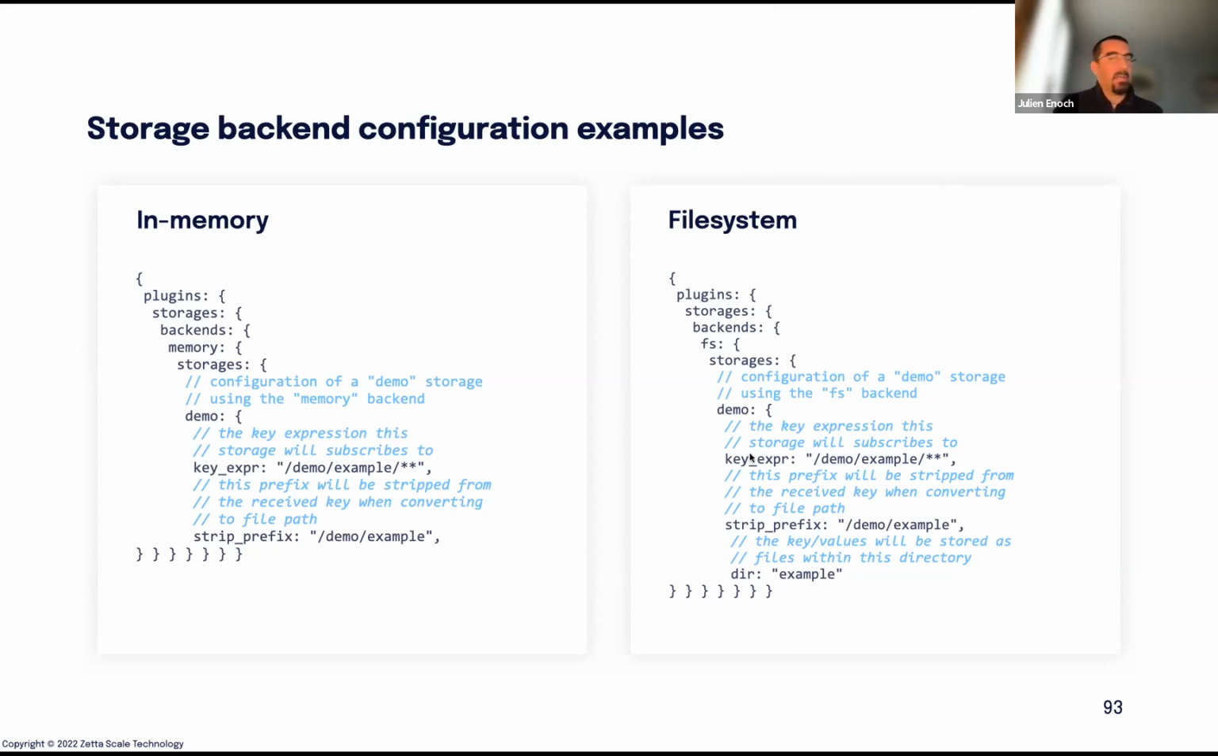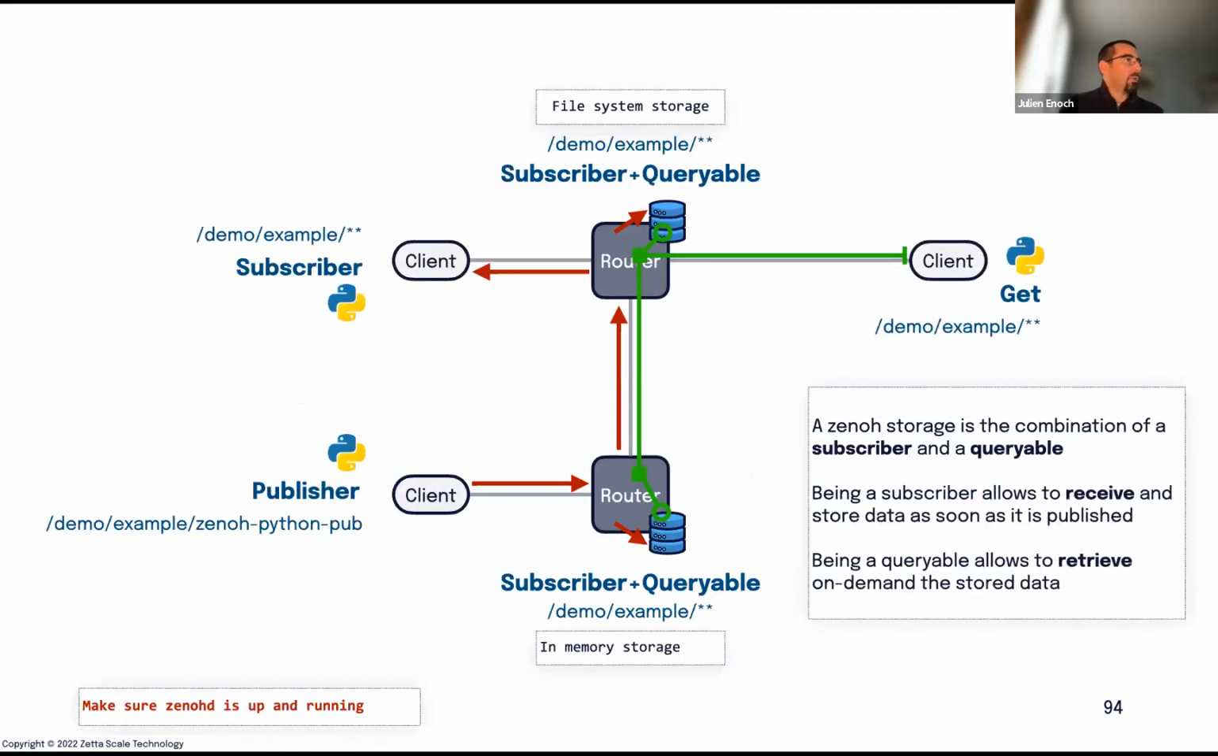Of course, you can mix all of this together, right? You can perfectly declare a single Zenoh router starting both memory and file system backends, and with different storages using each one of them. So just to be clear on the deployment and what's happening, here we have two routers declaring two storages, one in memory and one in file system, on the same key expression.